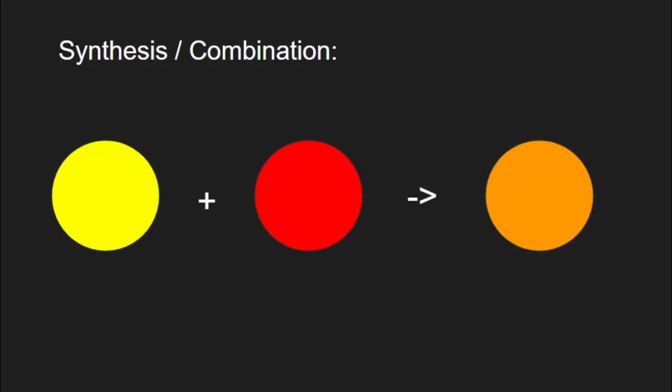The first kind of chemical reaction is synthesis, also called combination reactions. In these reactions, elements and compounds combine into new compounds.